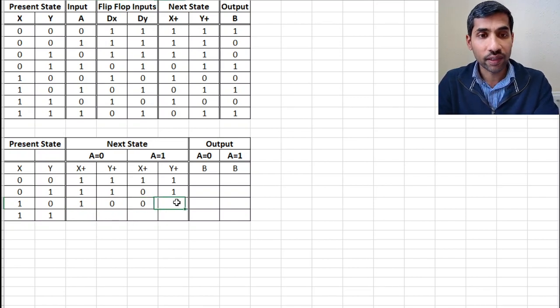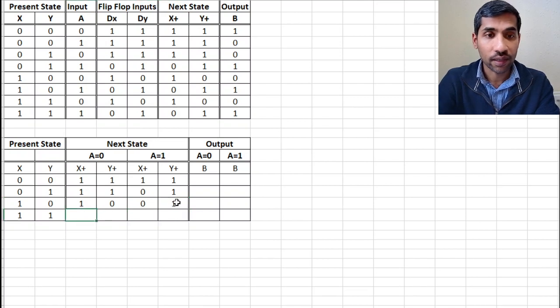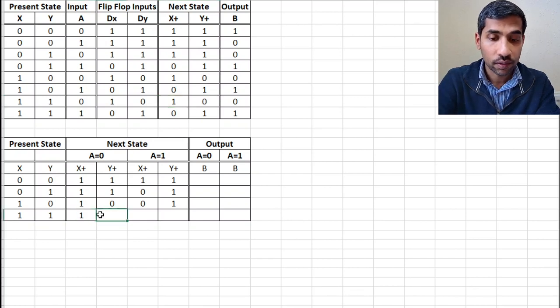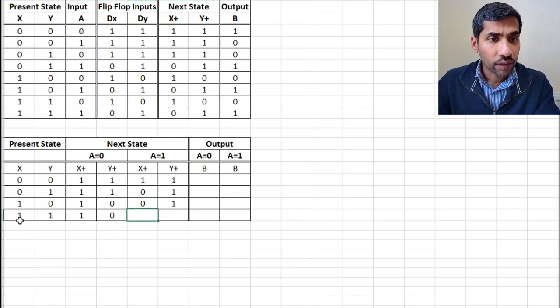You can just look this up, but you'll get state 0 1 here for input 1. And when you are at 1 1 and you get an input 0, your next state is going to be 1 0. And when you are at 1 1 and you get an input of 1, you go to the state 0 1.